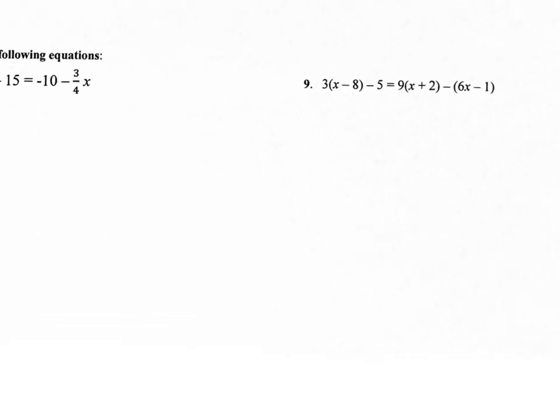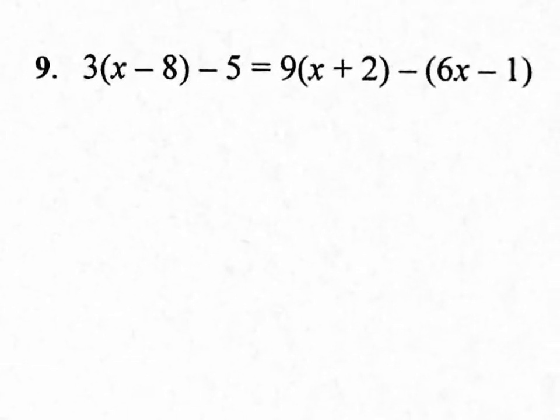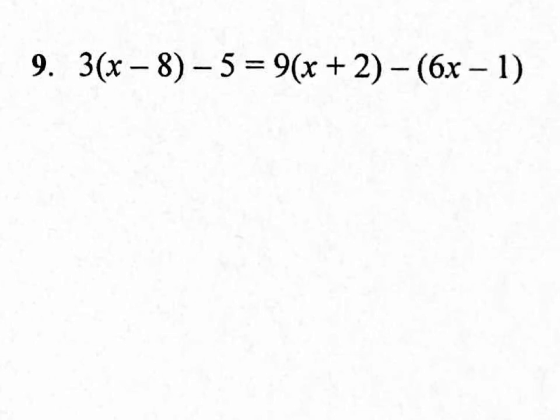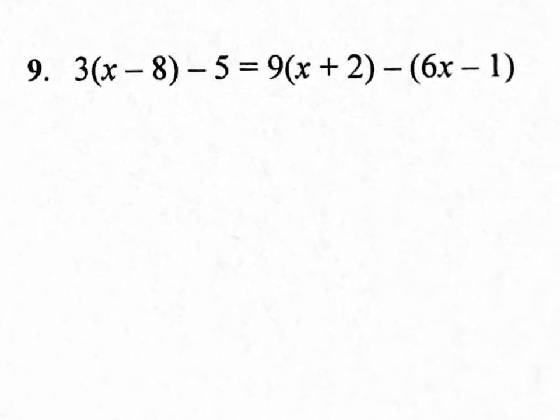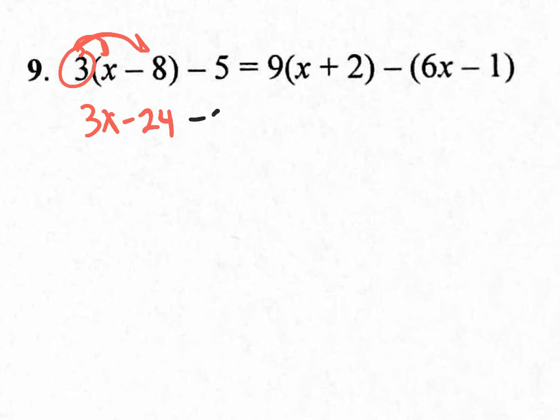Number 9, the last 2 questions on the quiz will be old multi-step equations. We can't forget these old multi-step equations. So we need to simplify each side. So the question is, do you want to work on the left side or the right side? Left side first? Sure, why not? So we're going to distribute this 3. 3 times x is 3x. 3 times negative 8 is negative 24. And we're going to bring down that minus 5.